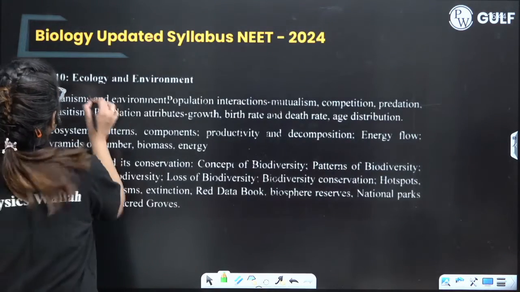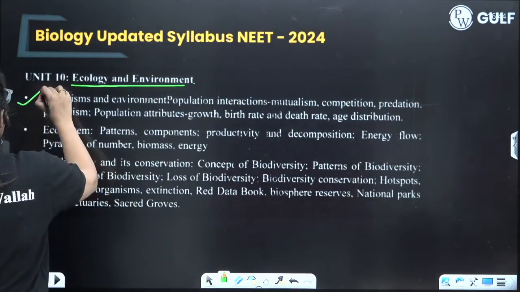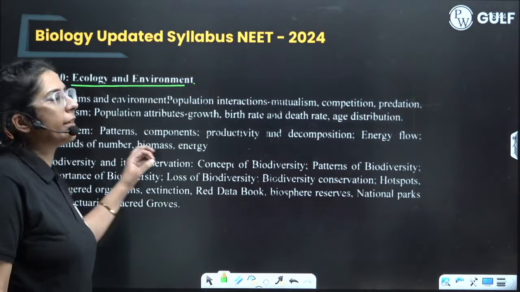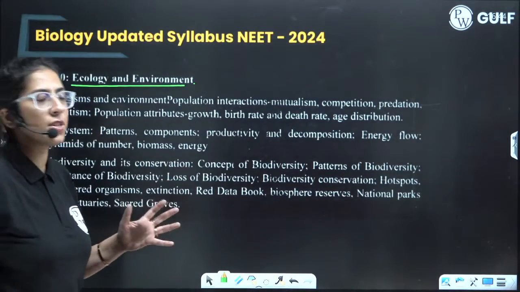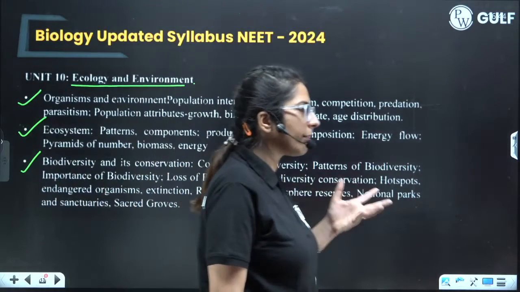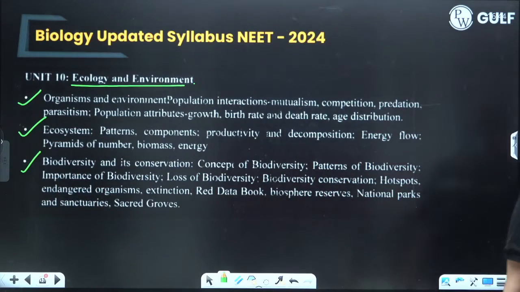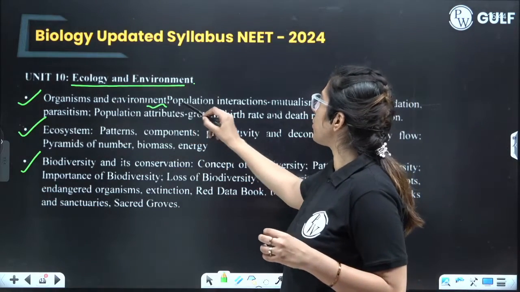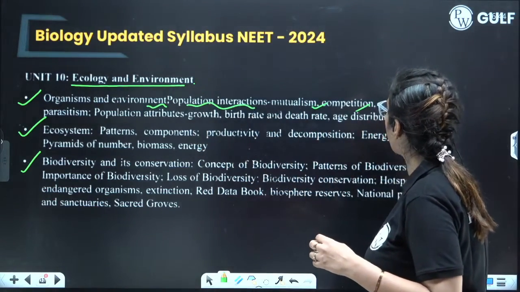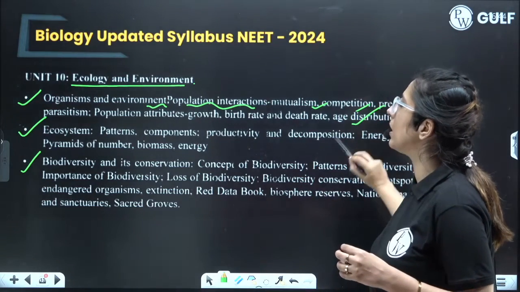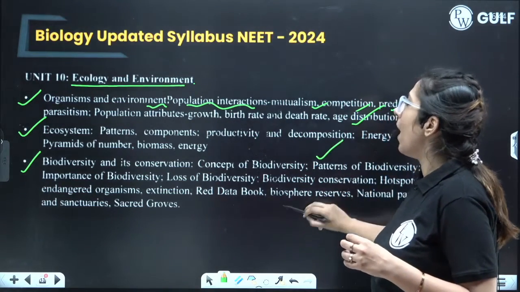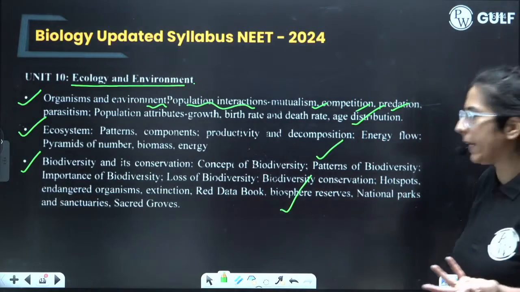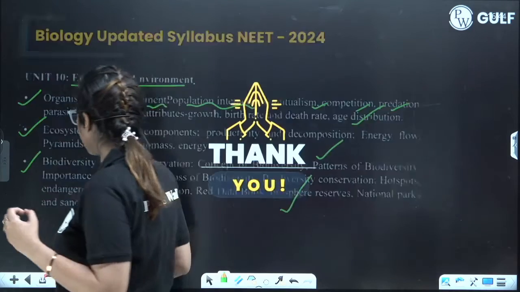Moving on to the next, ecology and environment. Here, organism, ecosystem, biodiversity, these topics are there. Now here in ecosystem, succession, one of the topics which is always examiner's favorite, has been deleted, so the question will not be asked. So organism and population, population interaction, mutualism, competition, predation, all these things you have to deal with. Ecosystem and biodiversity are there, environmental issues, that is deleted. Clear? So this was your syllabus.